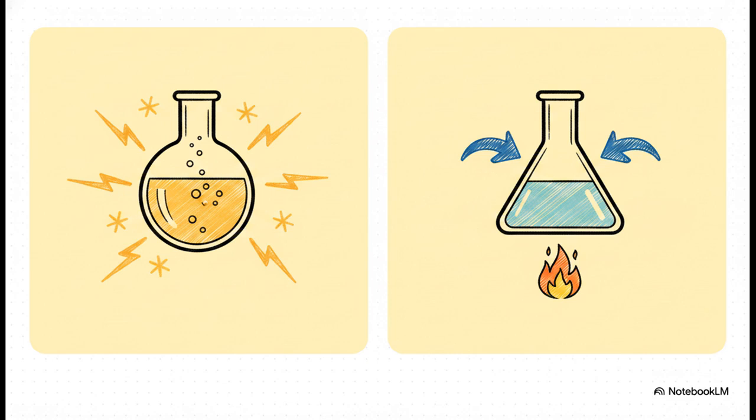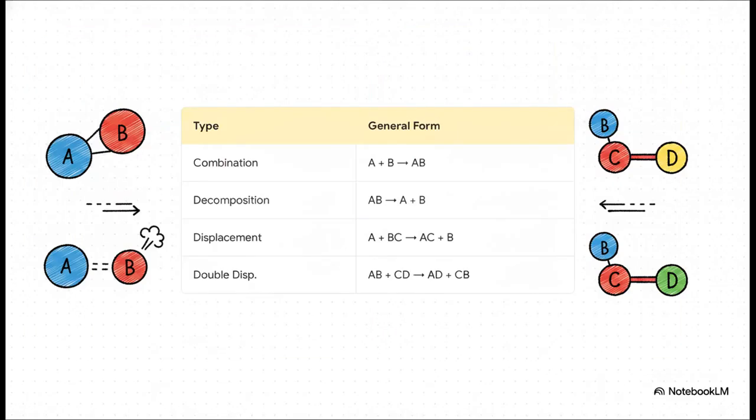On the bottom, endothermic reactions absorb heat. For instance, if you want to break down calcium carbonate into calcium oxide, you have to constantly supply heat just to keep the reaction going. Okay, right here is your ultimate cheat sheet for the 4 primary structural types of reactions. We've got the general format and a classic example for each.